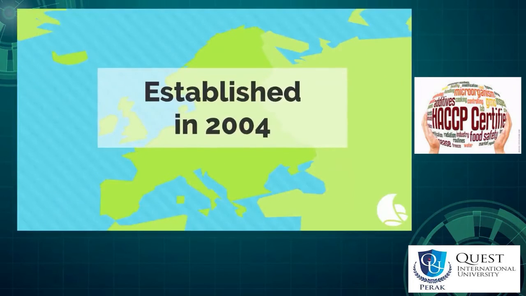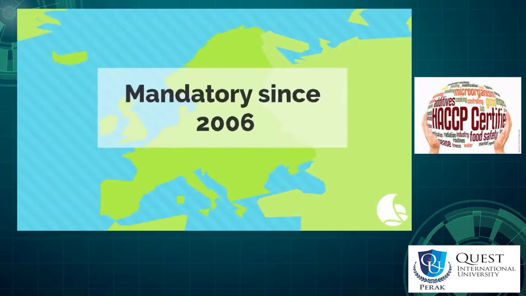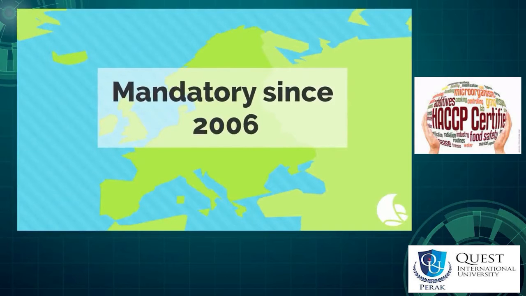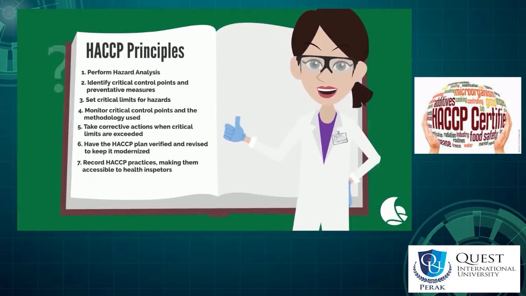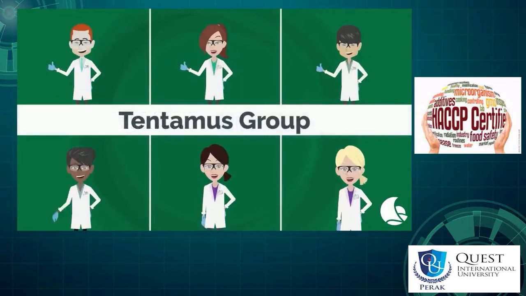Within the EU, HACCP was established in 2004 and has been mandatory since 2006 according to the following regulation. This regulation states that every food company must develop its own control system that implements the aforementioned 12 steps and 7 principles. At the Tentimus Group, we understand that implementing a HACCP system can be difficult.